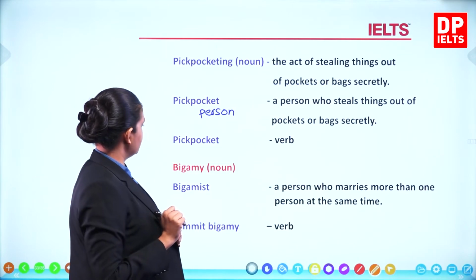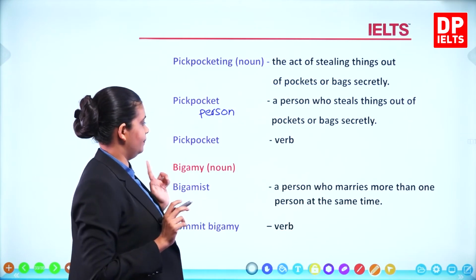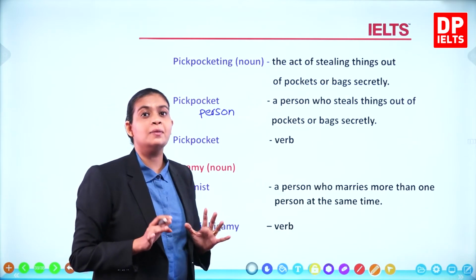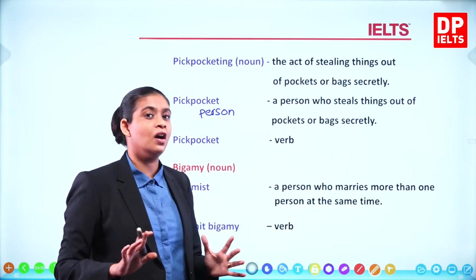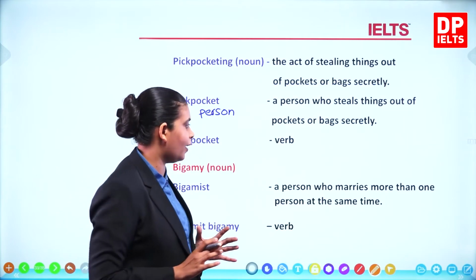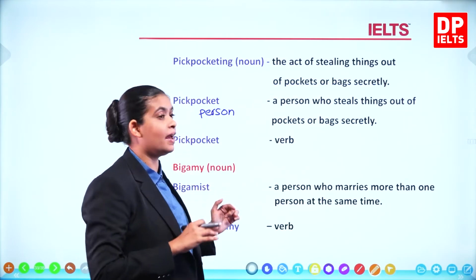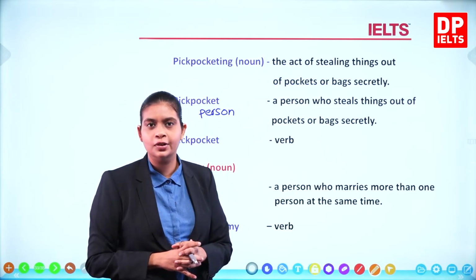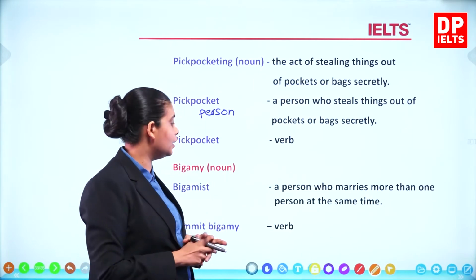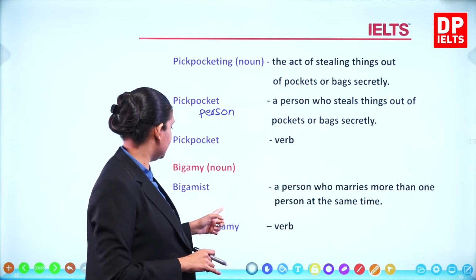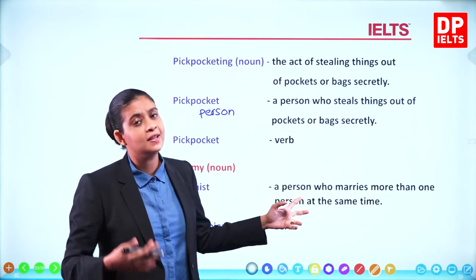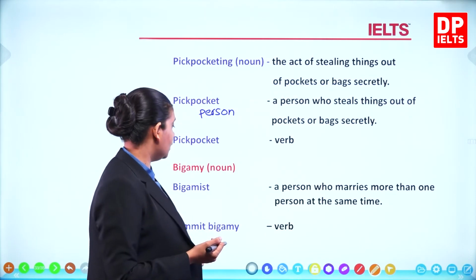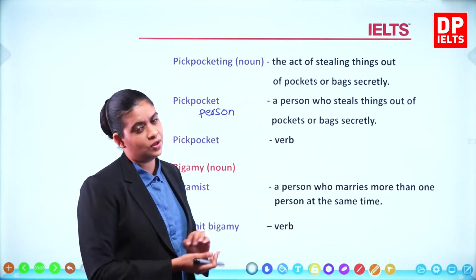Right. So bigamy. A bigamy is where you get married to a few people, but you can't do that according to the law, right? So one who marries more than one at the same time. So according to our Sri Lankan law, we can't do that, right? So a bigamist is a person who marries more than one person at the same time. Commit bigamy is actually the verb.